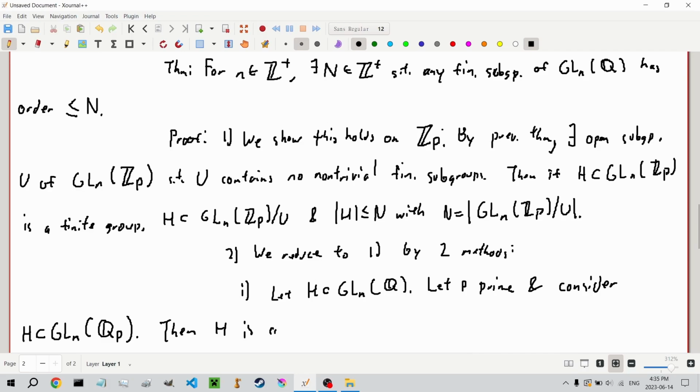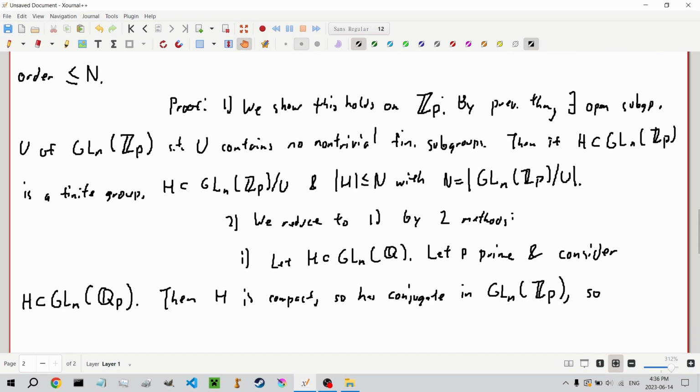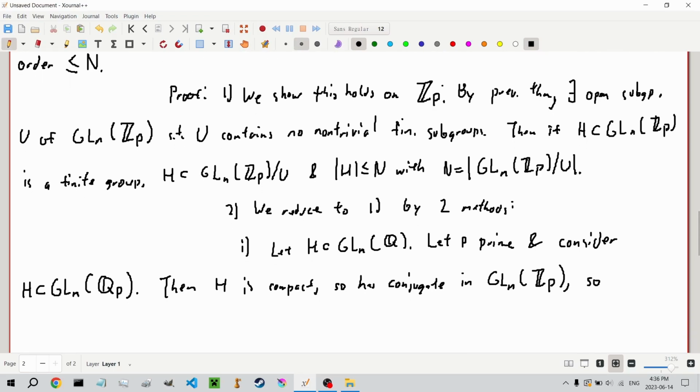Then H is compact, so it has, we saw it has a conjugate in GLn of the integers, which is a different subset of the p-adic numbers. So the size of H is at most n as above.